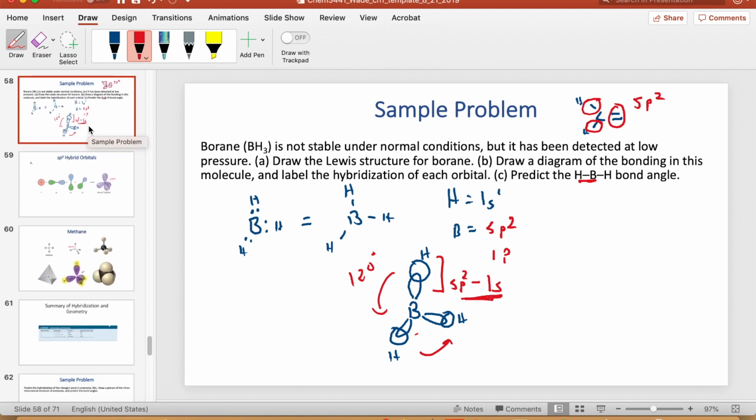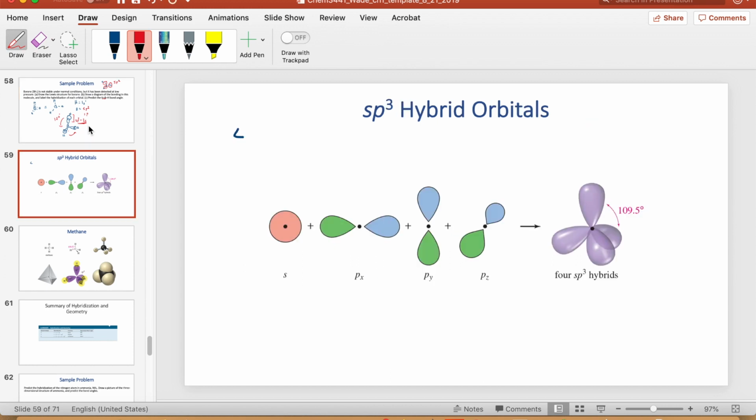Okay, now we can move on over here to sp3. We talked about this very briefly earlier, and I gave you the reason behind hybridization. Remember that with sp3, we get 4 sp3 orbitals, and we end up with a bond angle of 109.5. You get to sp, sp2, or sp3 by counting bonding groups.